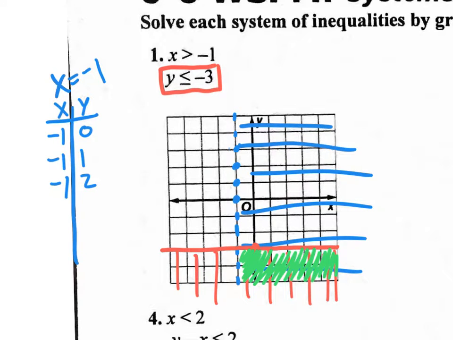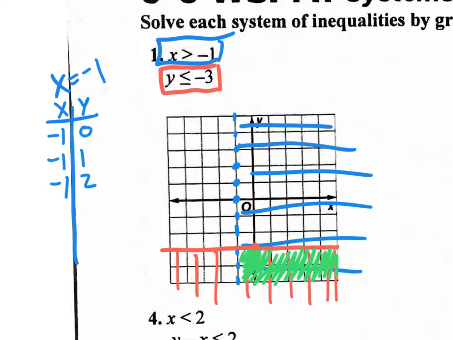Now, let me explain what it means that this is the only part that matters. Any coordinate down here will work for the entire system. Any coordinate anywhere else, like up here in the blue, will only work for the top equation, but it will not work for the bottom equation. Any coordinate down here in red will only work for the bottom equation, but it won't work for the top equation. If you want the coordinates that work for both, then it's this overlap piece. Anything down here is going to work.